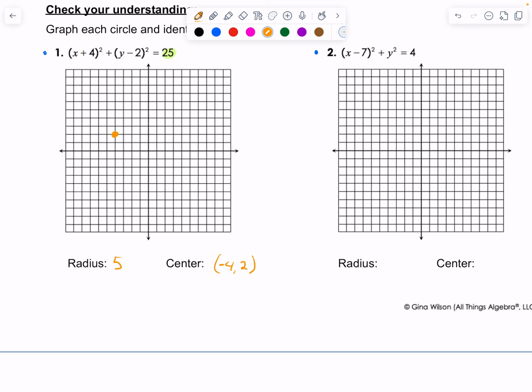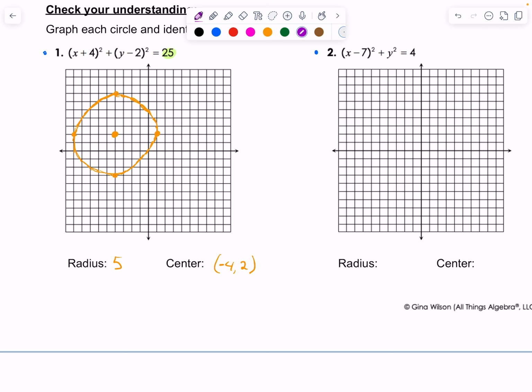So there's the center. Now to find the points I need to graph this, I'm just going to count 5 units from that center in 4 directions. 1, 2, 3, 4. There's 1. And then I'm going to make my circle. And do your best here, right? It's just a sketch. I'm not that worried about this being the best circle that you've ever graphed. Just try your best to finish the circle. All right, so there is my circle in number 1.